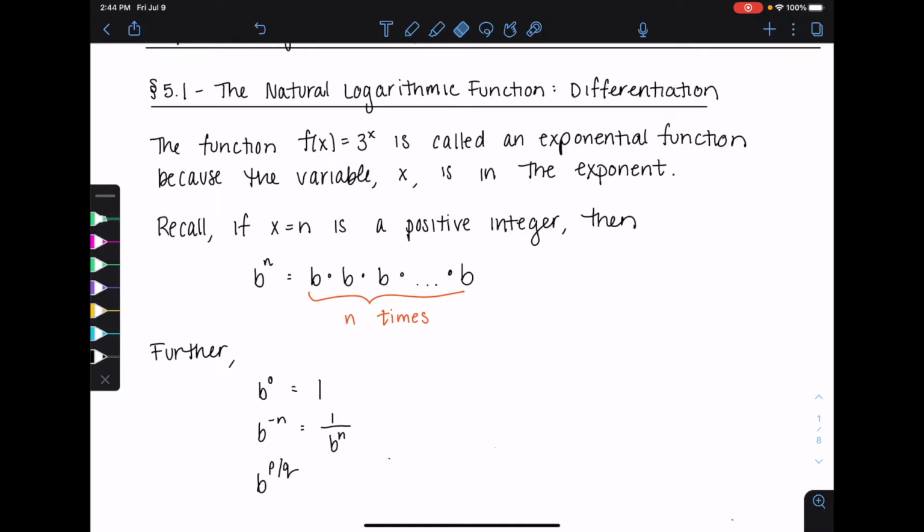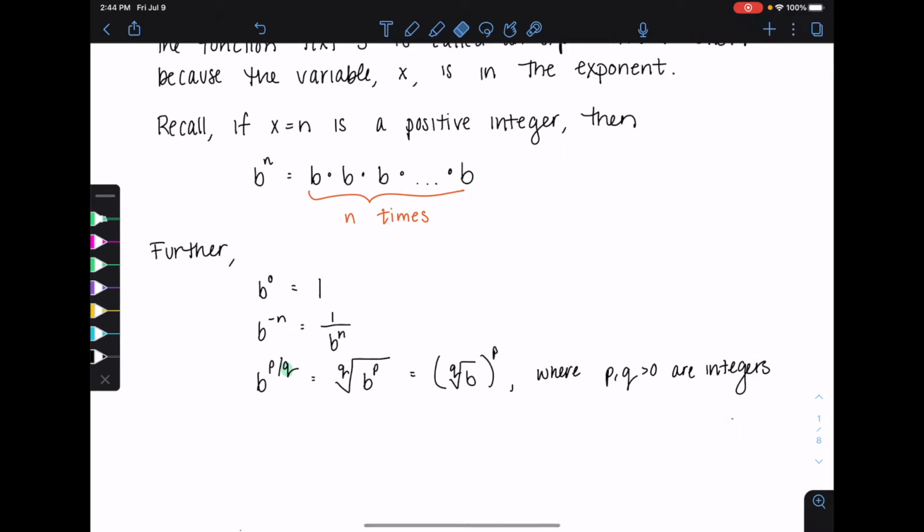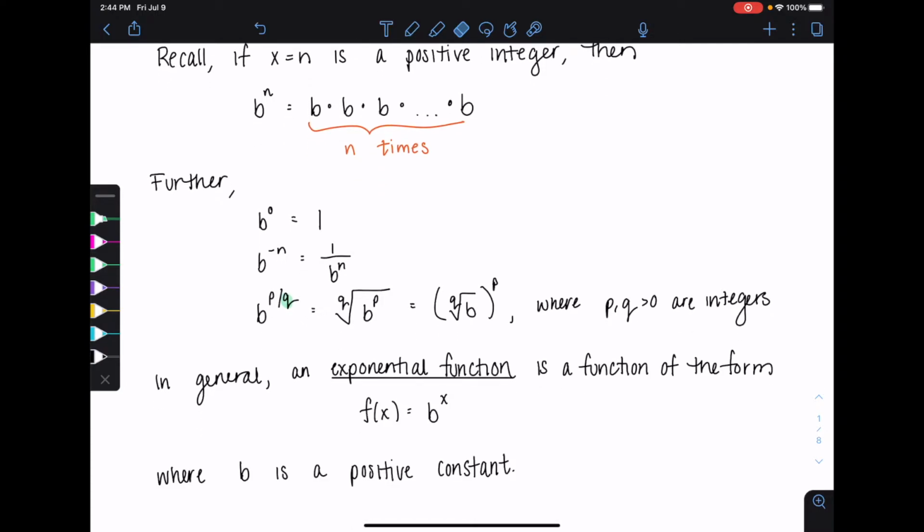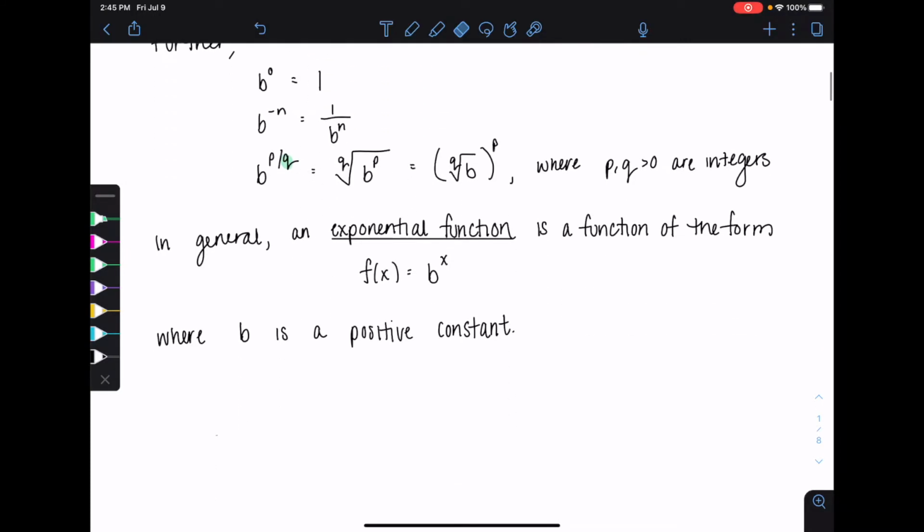If you have a fraction as your exponent, you can put this inside a radical, so it would be the qth root of b to the p, or you can switch that order, take the qth root of b, and then raise it to the p power. That's where these two values of p and q are integers. So in general, our exponential function is a function of the form f of x equals b to the x, where b is some positive constant. Based on that value of b, that tells us what the shape is going to look like.